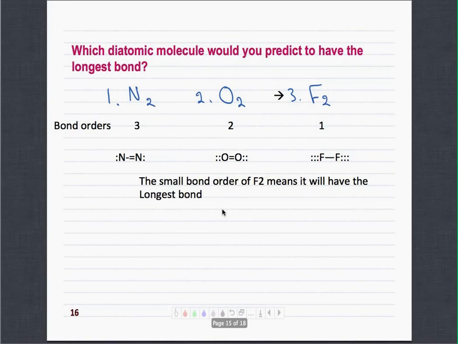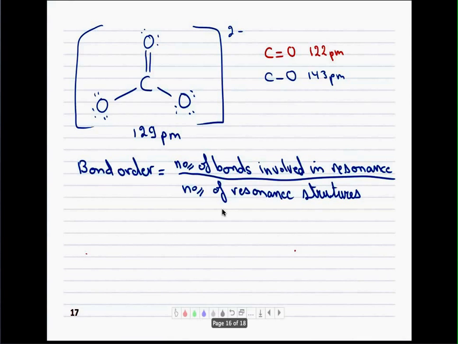Now let's go to another topic. So now we've done the bond length. We're going to talk about bond strength, which also depends on the... okay, so before we go any further, we have to talk about... We talked about that the bond order and resonance structure can be a fraction. So how can we calculate the bond order in a resonance structure?